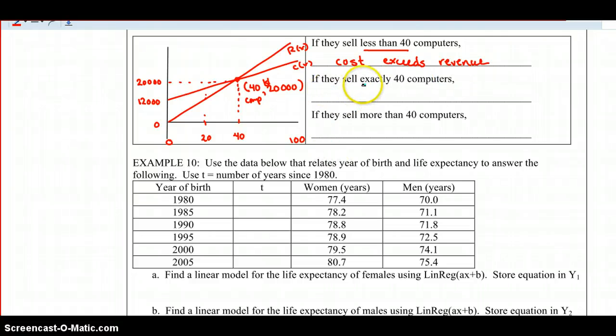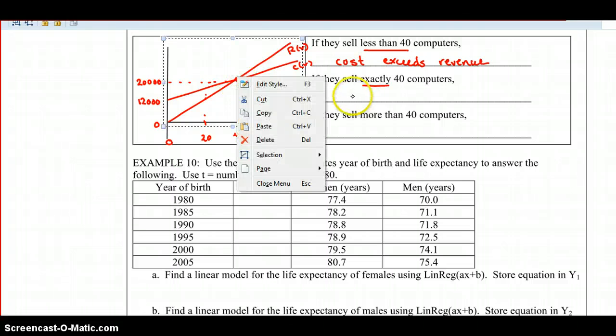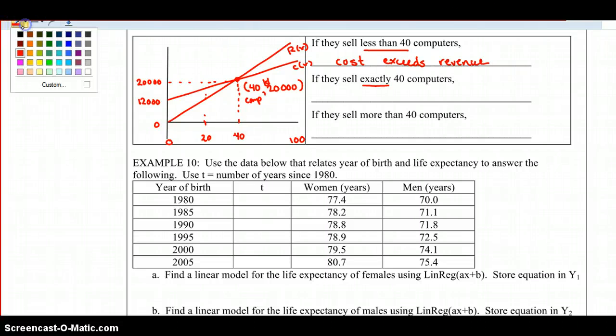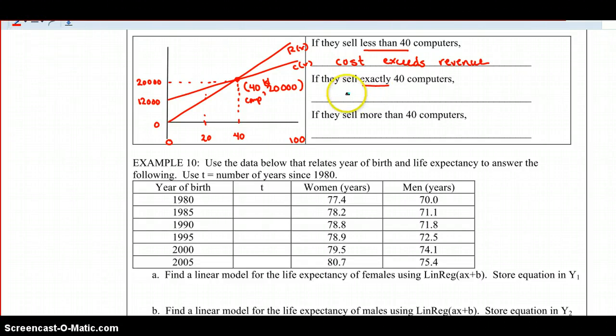Okay, but now if they sell exactly 40, so if they're right here at this point, that point is where the cost and revenue graphs cross. Okay, they are exactly the same. So here cost equals revenue.